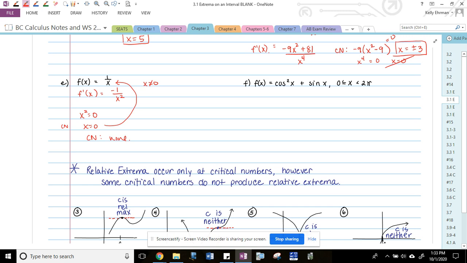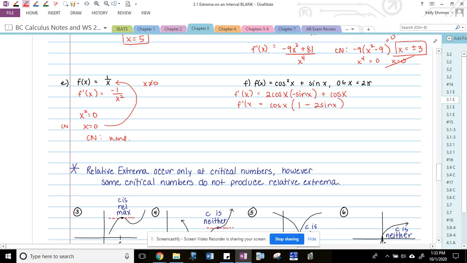What about a trig one? Let's see. Derivative here. 2 cosine x, chain rule, negative sine x, plus cosine x. I'm going to factor it a bit. Cosine x, if I factor cosine x out, I get 1 from the last term minus 2 sine x.